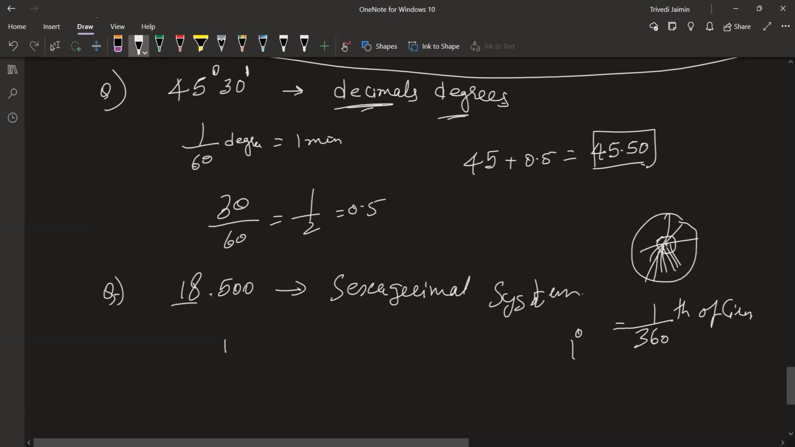Okay. So do we put in 18.5 in here? I mean, 18 degrees and then 30 minutes. Yeah. So how do we do this? Plus 0.5 into 60. That means you'll get 30. So if we remove this, it will be 18 degrees, 30 minutes.